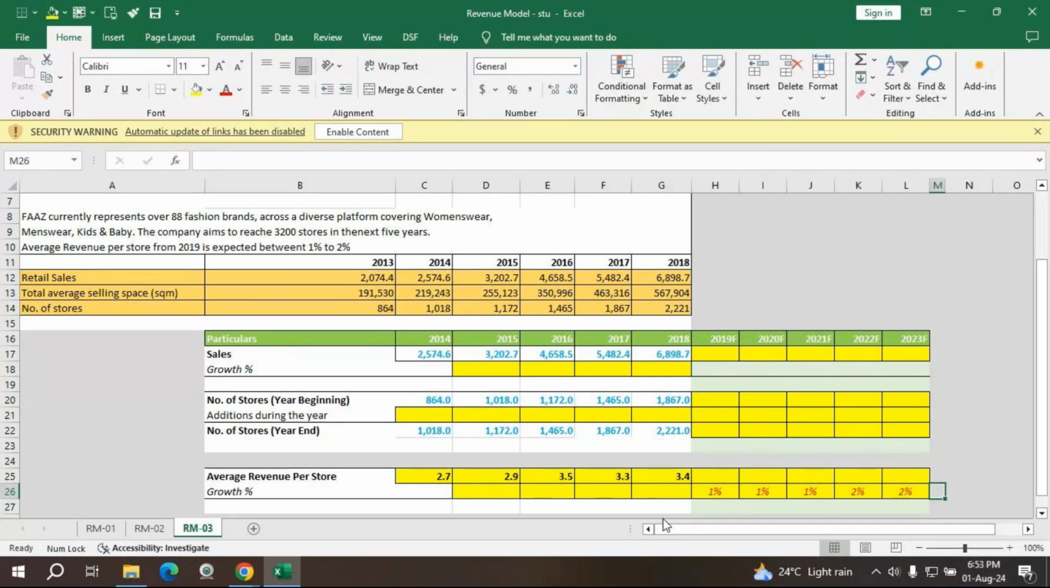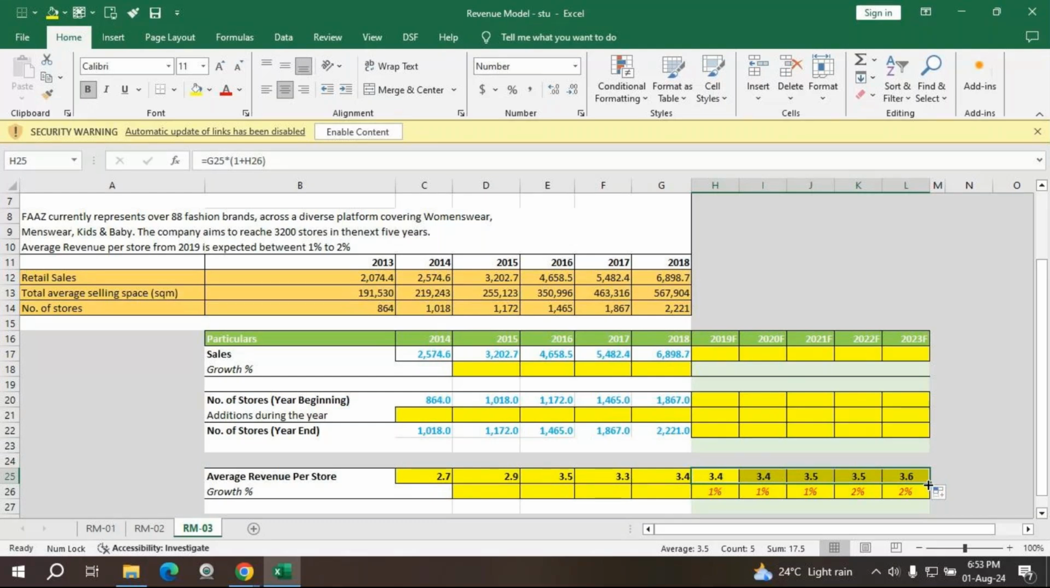Once this is done, I need to calculate the average revenue per store. The average revenue will be equals G25, this value, 3.4, into 1 plus this value. So 1% growth: the previous year's average revenue per store multiplied by 1%. So 3.4 in the first year, and I'm going to drag it. Here it is 3.6. That is how the average revenue per store increases till 2023. Okay, this is done.